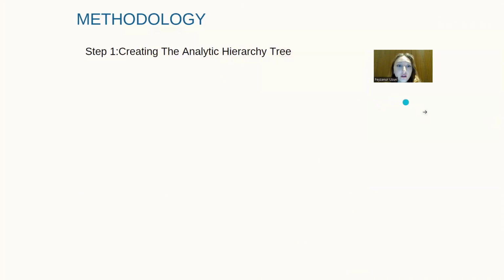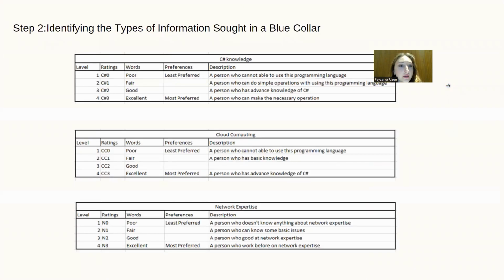Then, at the second step, we identify the types of information sought in blue color. For example, C# knowledge was one of the sub-criteria, and we determined the levels according to the preferences. Every level has a description, such as a person who is not able to use this programming language, or a person who can make the necessary operation. A person who can make the necessary operation is the most preferred, and it is level 4.